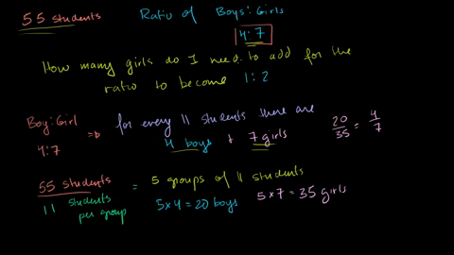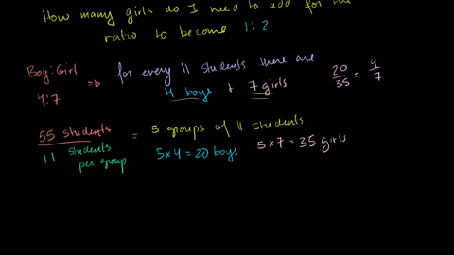Now we're going to add girls to the classroom to change the ratio. So right now we have 20 boys and 35 girls. We just figured that out. And I'm going to add some girls to the classroom. My new ratio after I add these G girls to the classroom is going to be 1 to 2.